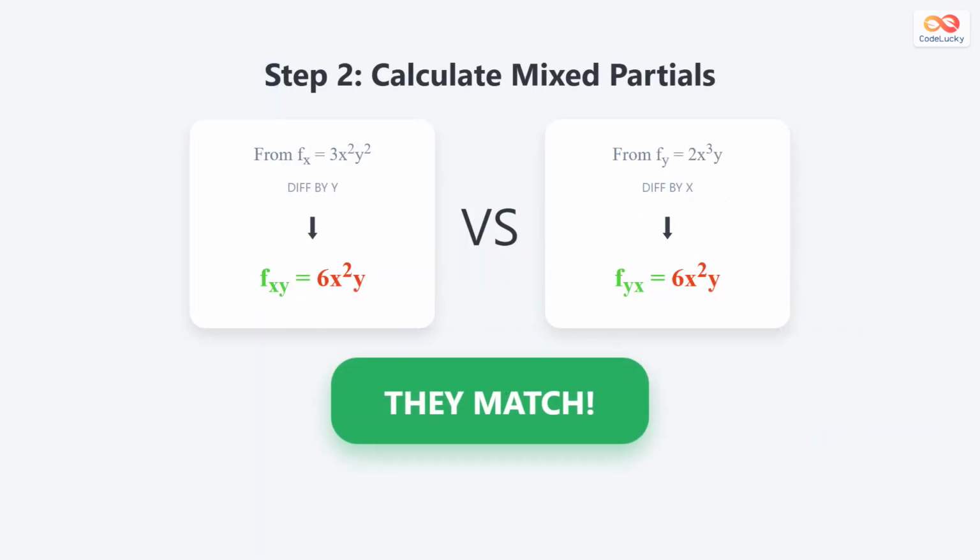Now for the second step. We take our f sub x and differentiate it by y, giving us 6x squared y. Then, we take our f sub y and differentiate it by x. The result is also 6x squared y. They match perfectly, just as the theorem predicts.